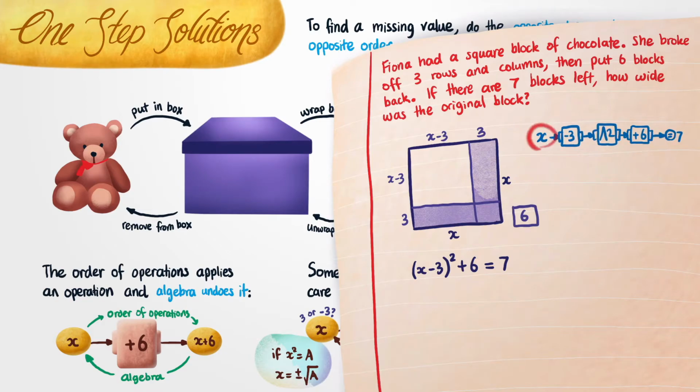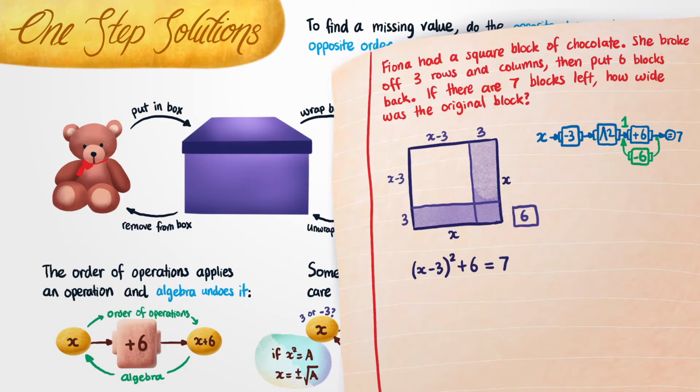Well, to figure out what x is, again we just have to do the opposite steps in the opposite order. So the first thing we do is, instead of adding 6, we have to subtract 6 to go from here to here. But then 7 minus 6 is the same thing as 1. And if you think about it, that makes sense. If she has 7 blocks in total, if there are 6 over here, then this one must represent 1, despite the way I've drawn it.